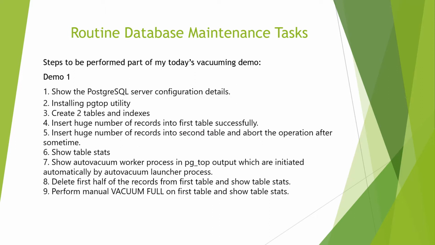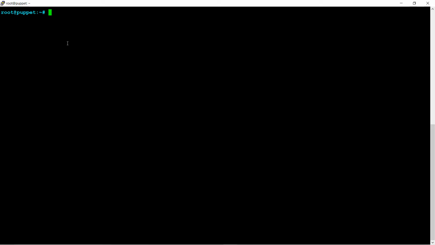Next, I will show the table statistics like the table size and the number of records in the table. Seventh, I will show autovacuum processes in the pgtop utility which are initiated by the autovacuum launcher process. Eighth, I will delete the first half of the records from my first table and show the table statistics. The final step is I will perform a manual vacuum operation and show the table statistics.